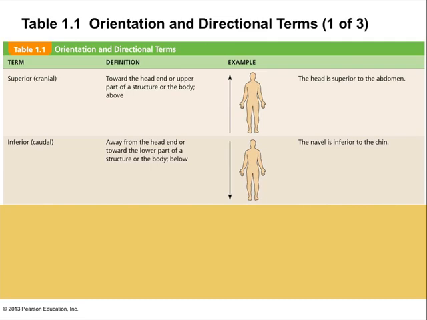Next, the item visible here is inferior or caudal, and this refers to being toward the lower part of the body, and generally is used to compare two terms. The navel is inferior to the chin. In standard anatomical position, the wrist is inferior to the shoulder.